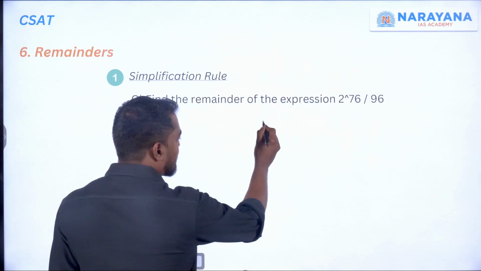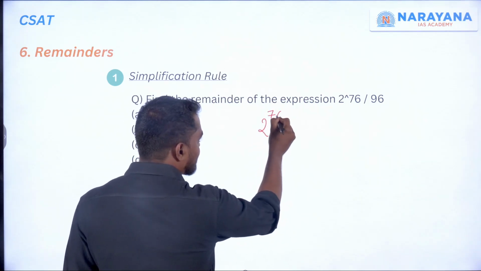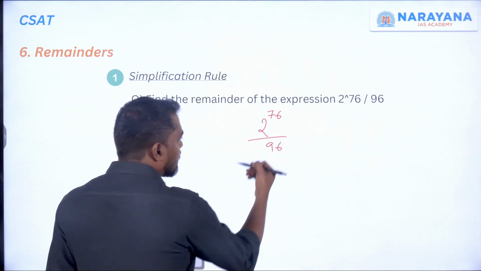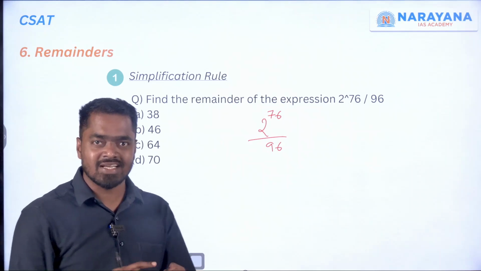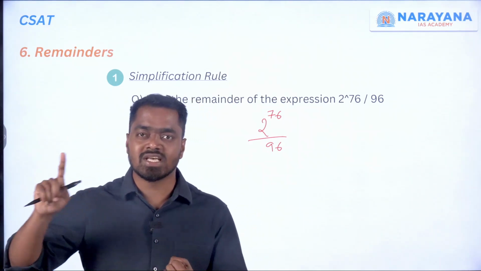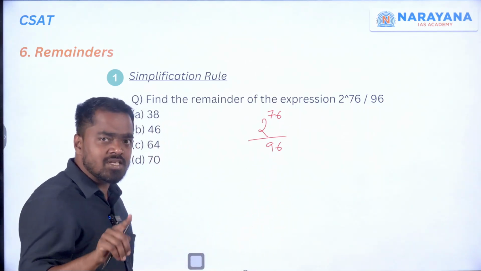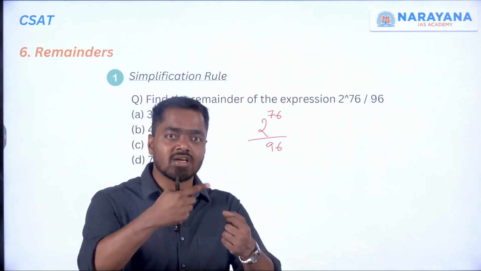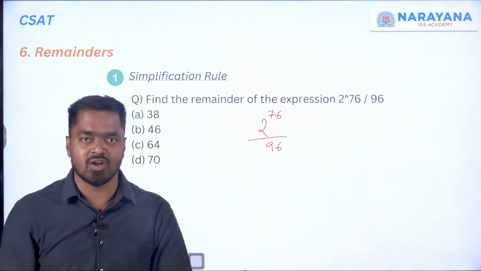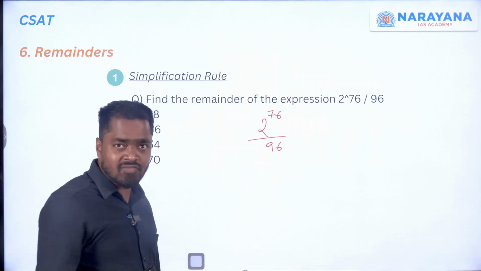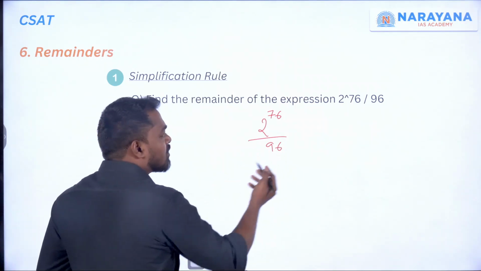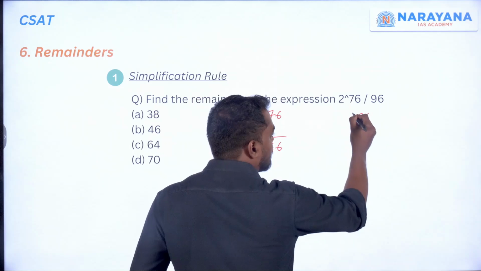So what is the given expression? 2 to the power 76 by 96. What is 2 to the power 76? That is, we are multiplying 2, 76 times. Now, what is the first step in the simplification process? Find the common factors between the numerator and denominator. So 96 is also divisible by 2, right? So let's take out 96 and break it into 2's.